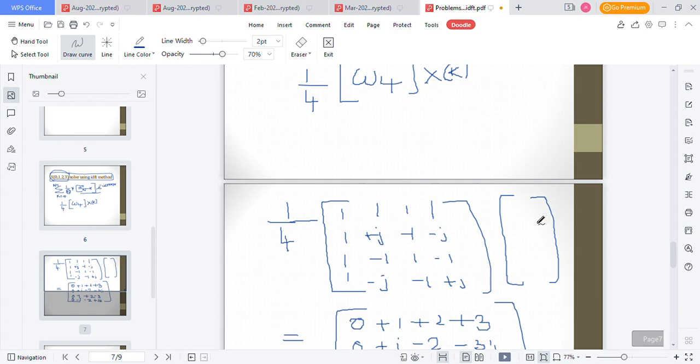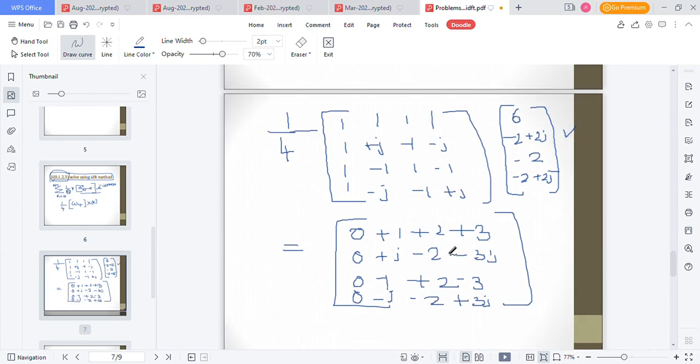So here, what is the DFT you've got? The resultant that you have got is 6, minus 2 plus 2j, then minus 2, and then minus 2 plus 2j. Right? Yes. So this is what you're going to get as a resultant with respect to the DFT, and that one you're going to multiply with this, and then you have to get the resultant. That is how I'll tell you.